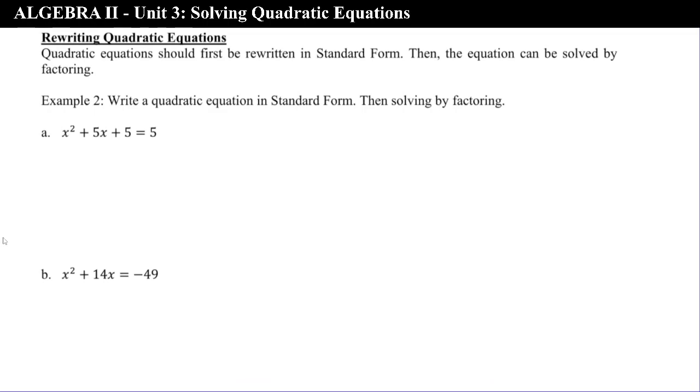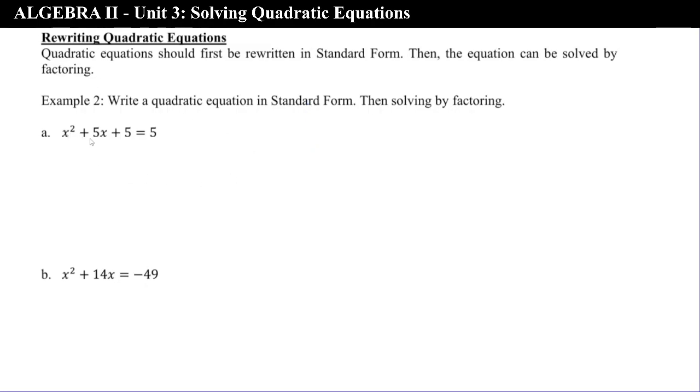Okay, so some quadratic equations will necessitate being rewritten into standard form before we can factor them. So we're just adding one extra little piece to this, okay? We have to get something in standard form equal to 0, then we can do everything else the same. So let's take a look at the first example in example 2, example A here.